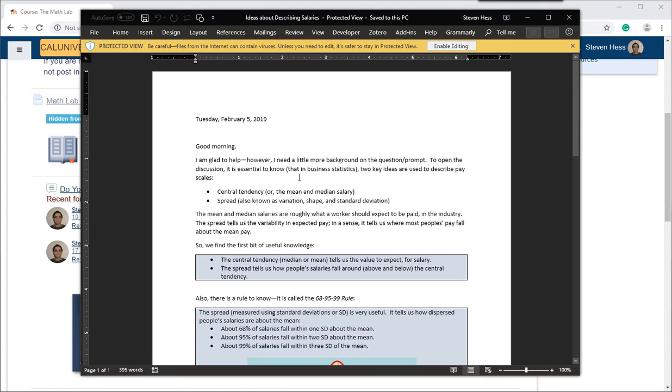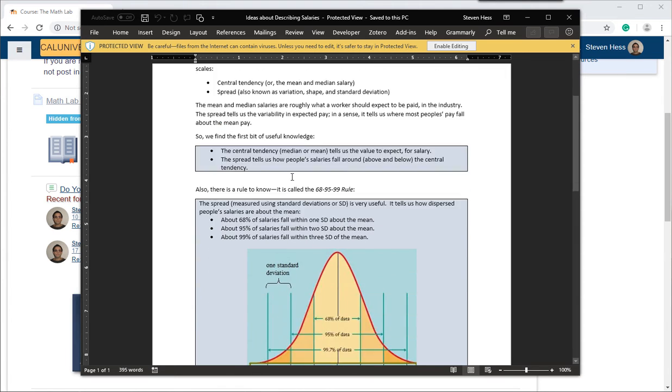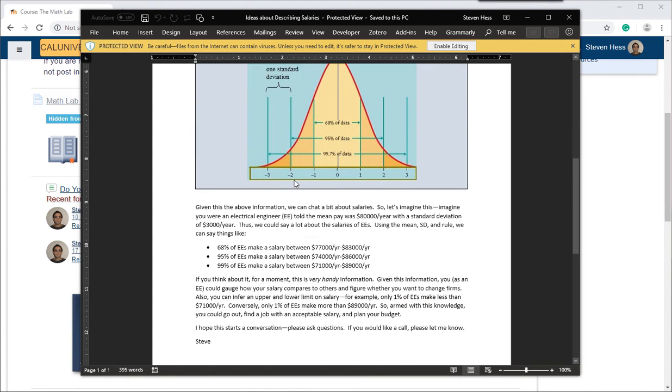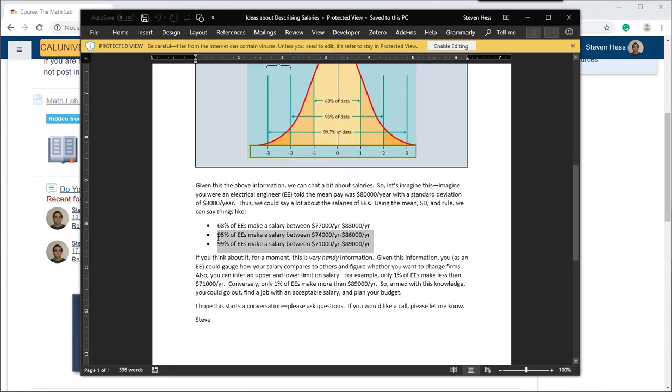So we met, we talked about a couple things such as central tendencies like median and means, along with spread, also known as variation, shape, or standard deviation, if you like that sort of stuff. And by introducing her to those concepts, I was able to use the 68, 95, 99 rule and help her express the pay scale that a hypothetical electrical engineer may encounter once graduating with their bachelor's degree. Using this example, she was able to go back to her class and begin working on her project.